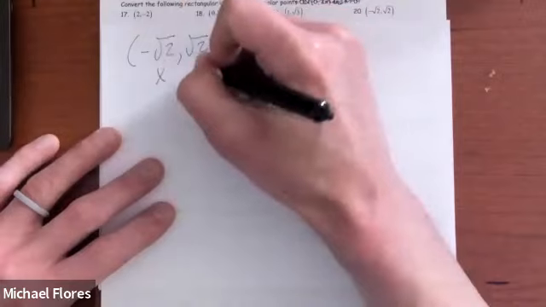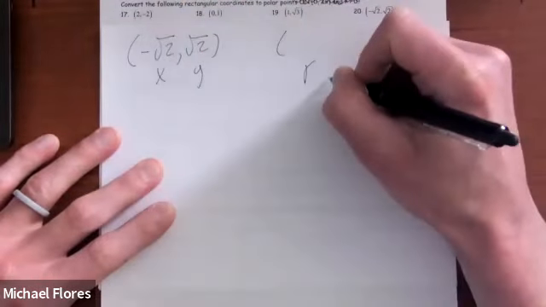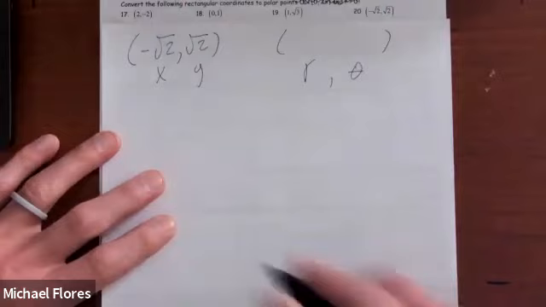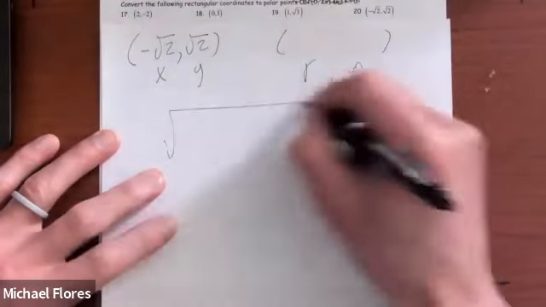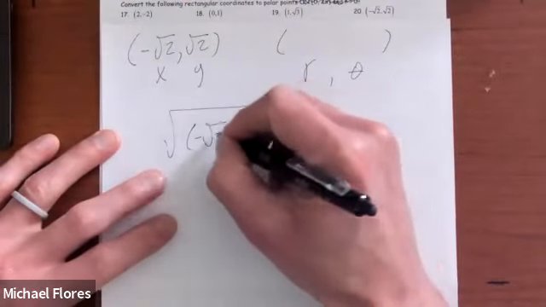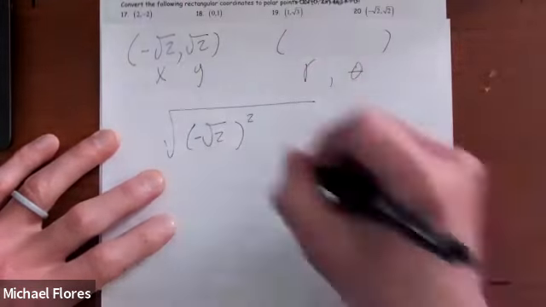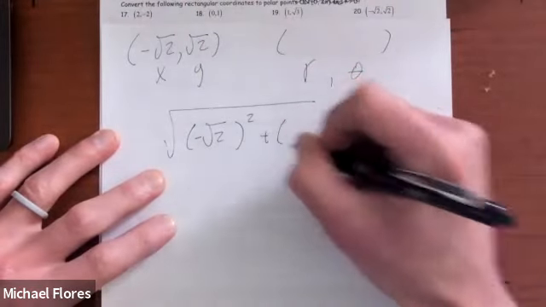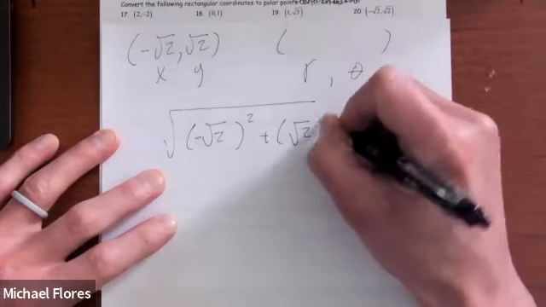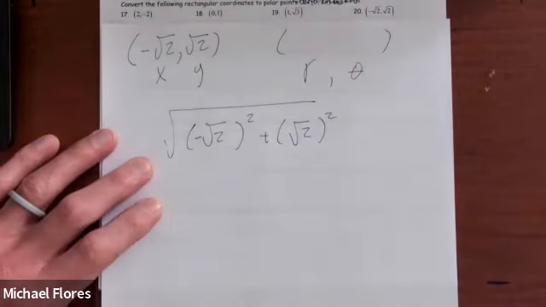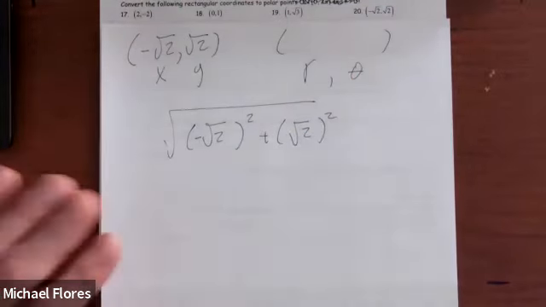(-√2, √2). That's our x, that's our y. We are converting to a radius and an angle. Okay, so in order to find radius, remember that's the square root of your x value squared plus your y value squared. Okay, so these look a little bit more complicated than they are, so I'm going to slow down a little bit. -√2 squared is the same thing as negative root 2 times negative root 2.